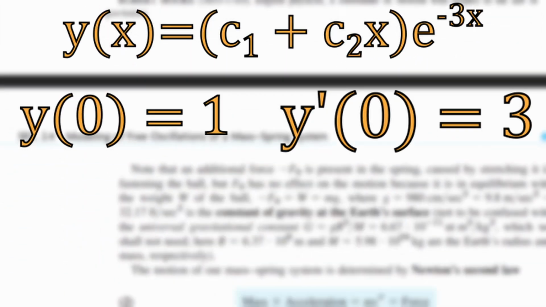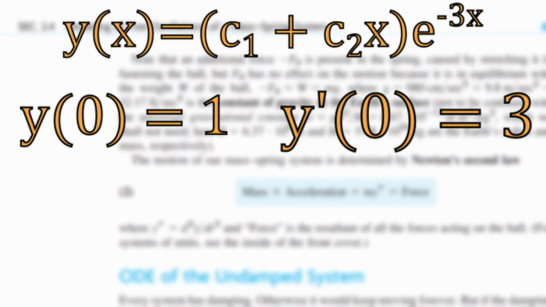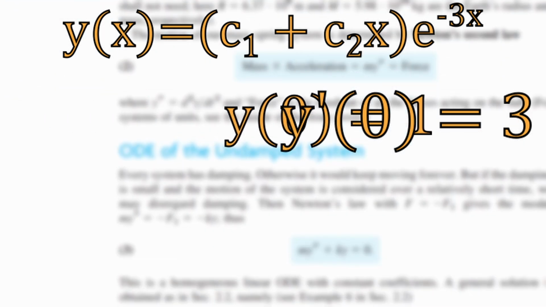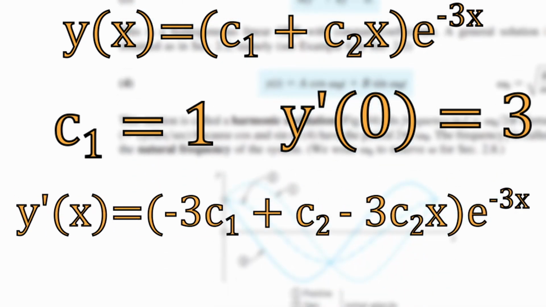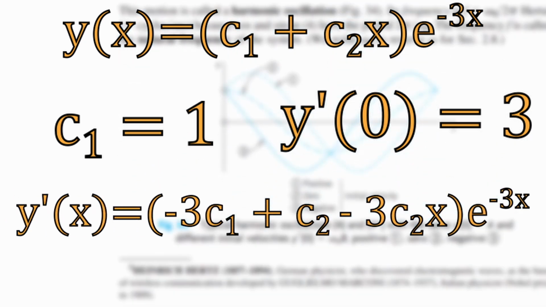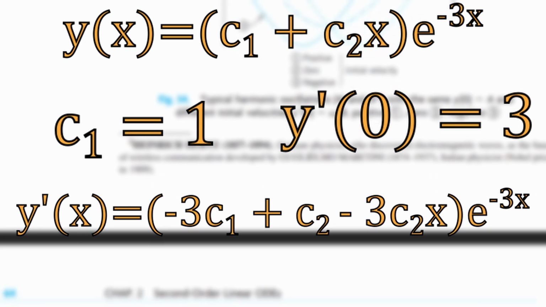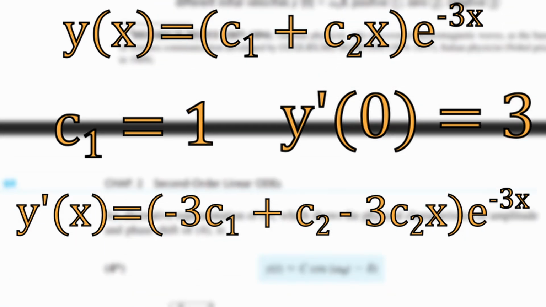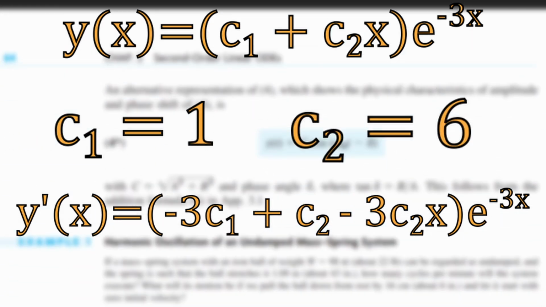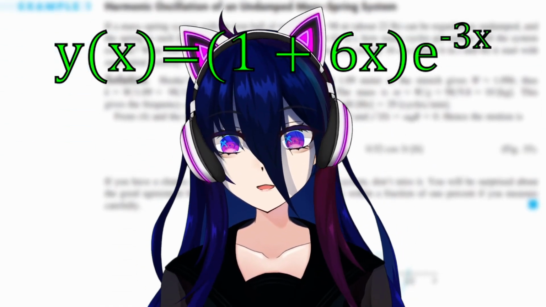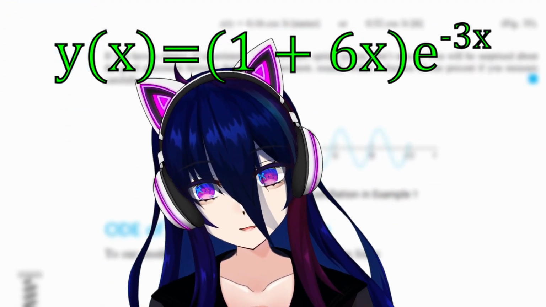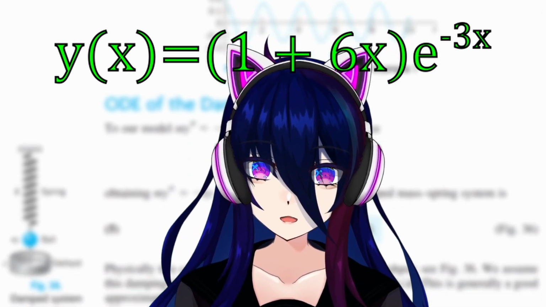Now, just like last time, we can go ahead and plug in our initial conditions. For the first one, we're able to find that c1 equals 1 pretty easily. Now, we take the derivative of our general solution y of x. Then when applying our second initial condition and plugging in that c1 is equal to 1, we get that c2 is equal to 6. Thus, our particular solution is y of x equals 1 plus 6x, all times e to the negative 3x.